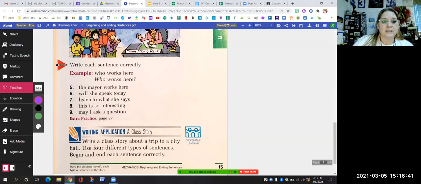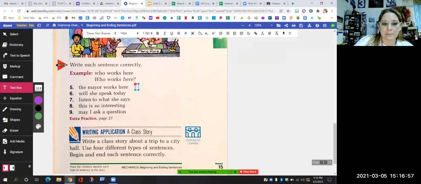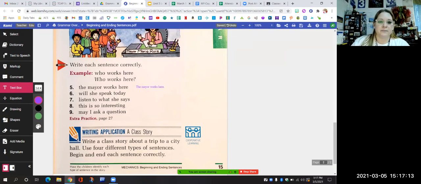So for the last several examples, it says write each sentence correctly. Here's how it was written originally: who worked here. Well, you need to make corrections for that. You have to capitalize the W and add a question mark. So beside the sentence, I want you to type it correctly. Number 5 says, the mayor works here. Well, I know my T needs to be capitalized in the, and I know that at the end of the sentence, I need a period because it's just a declarative sentence.